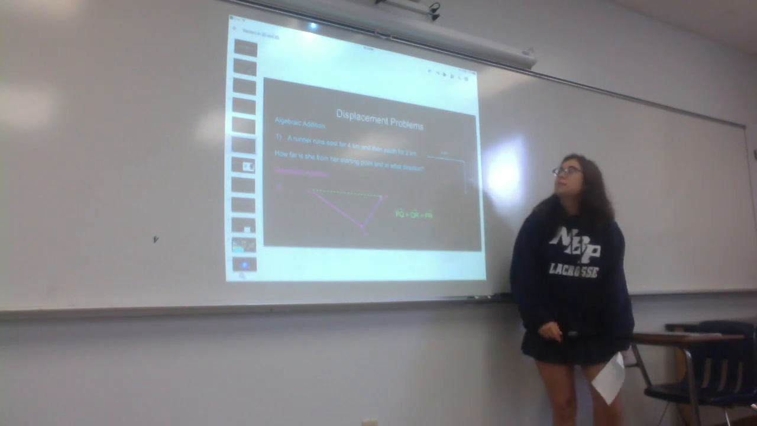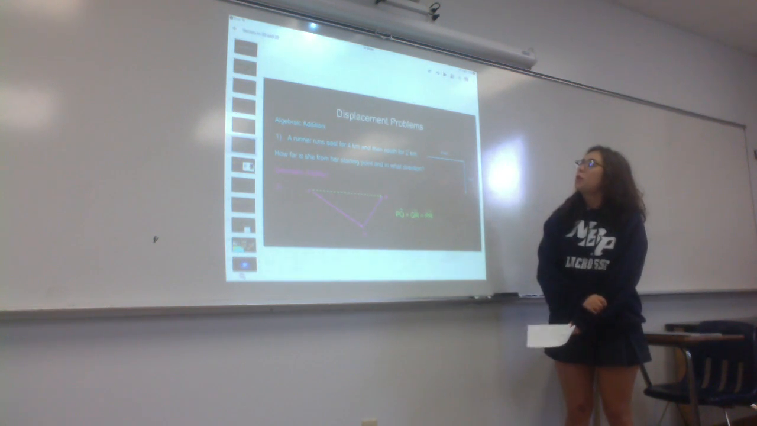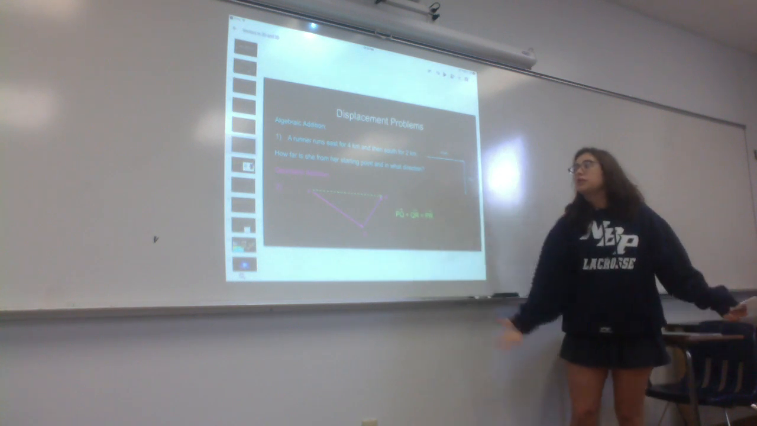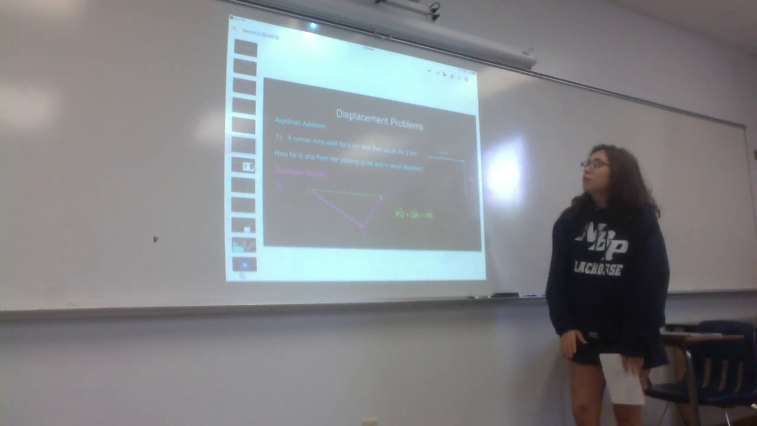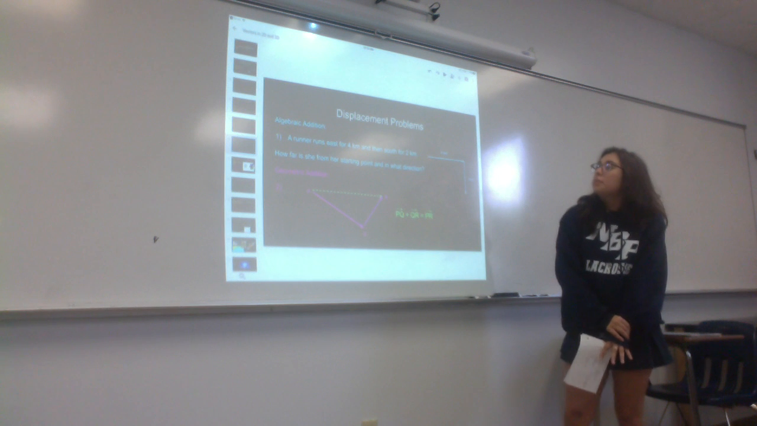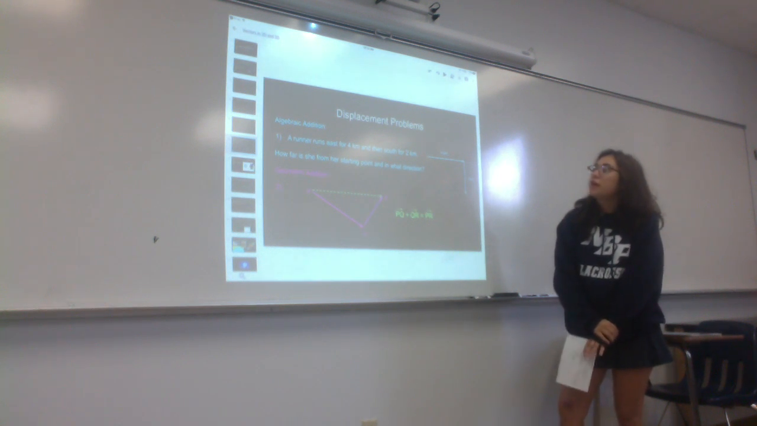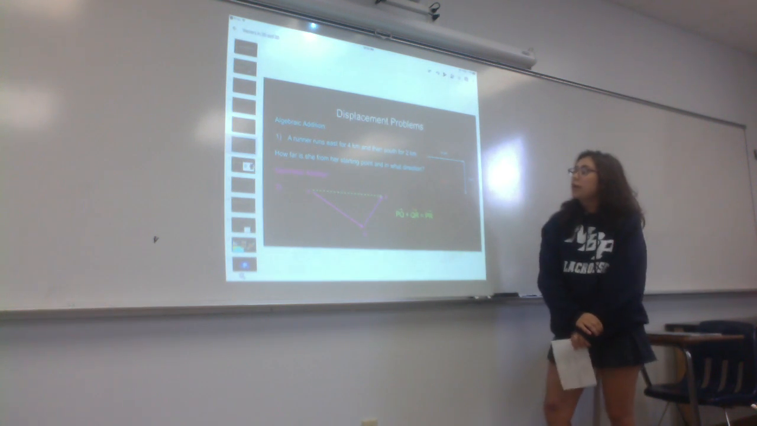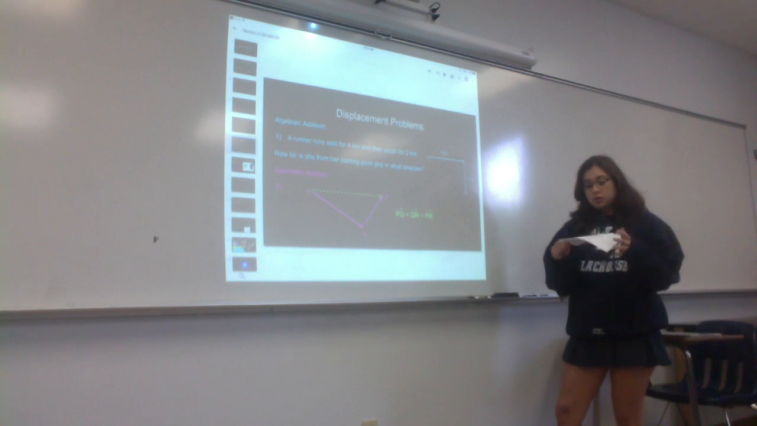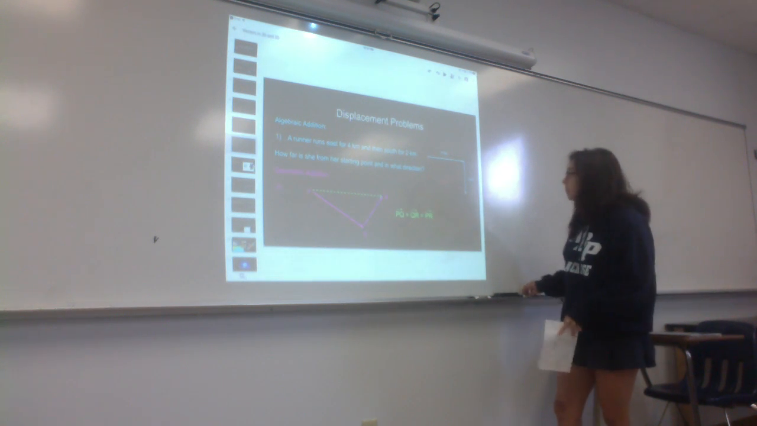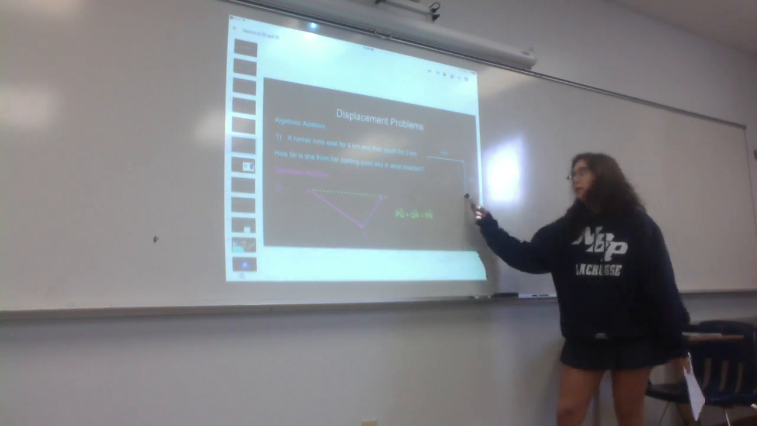Okay, so here are some displacement problems. We have an algebraic and a geometric version. A runner runs east for 4 kilometers and then south for 2 kilometers. How far is she from her starting point and in what direction? So, okay. Does anybody have an idea on how we would do this?